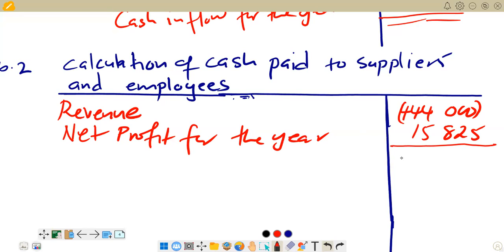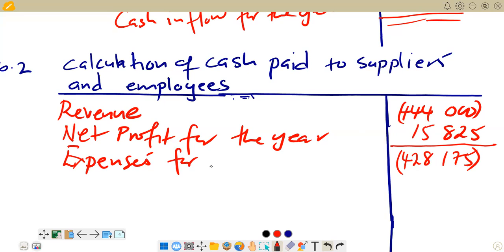So the answer that we are going to get here is 428,175. So remember, we are saying negative 444,000 plus 15,825. So obviously, the figure that we're going to get here will be a negative, so show it in brackets. So this figure represents expenses for the year. So this is the figure that we have there.